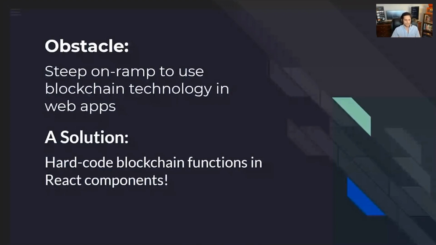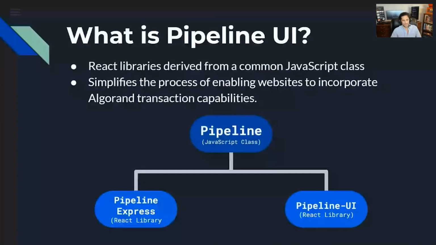There's a steep on-ramp to use blockchain technology in web apps, but we think we have a solution, something that can make it way easier to start working to get off the ground running as quickly as possible. What we're doing is we're hard coding blockchain functions directly into React components. And the way we're doing this, we're breaking it down into a couple different pieces.